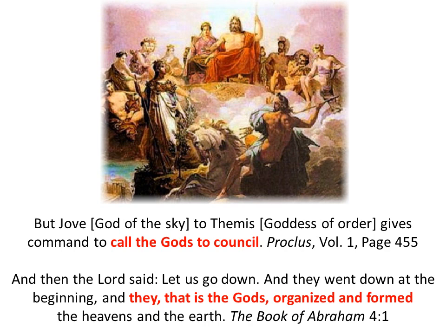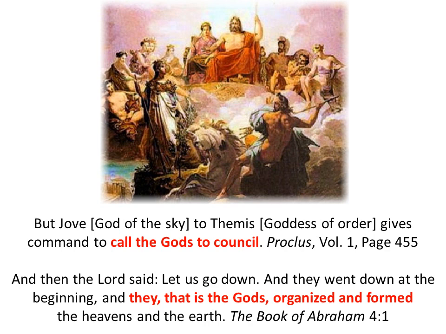Okay, the next idea out of the Proclus is the idea of the council of the gods. It says, "But Jove, who is the god of the sky, to Themis, who is the goddess of order, gives command to call the gods to council." So a council of the gods in the Proclus.